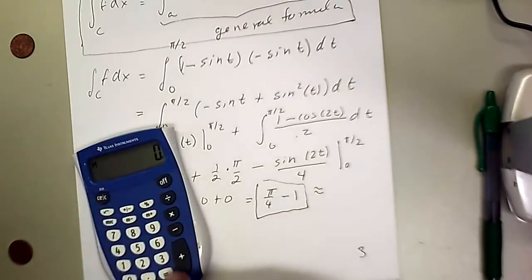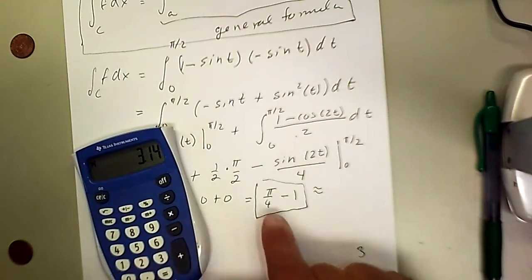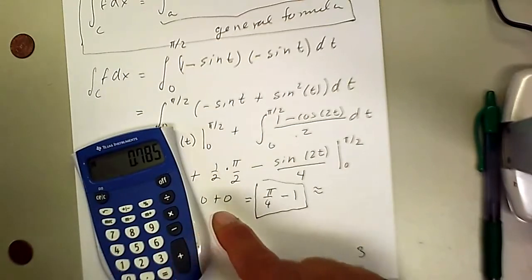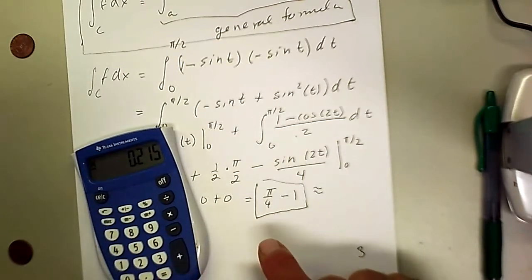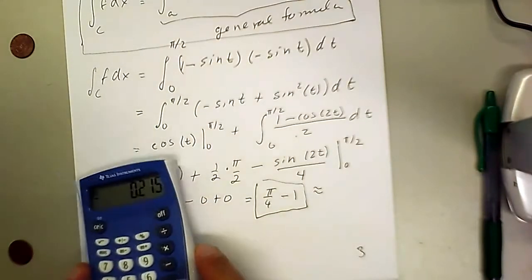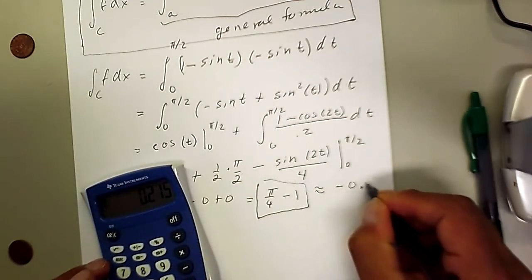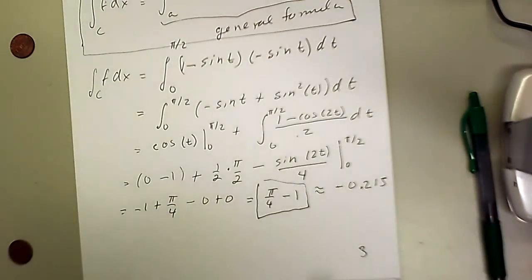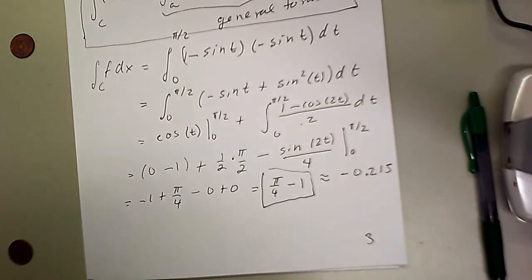So here we have 3.14 minus 1. Oh no, let's divide by 4 first. Divide by 4. This is an approximation, of course, that's about that. Subtract 1, and we get about negative 0.215. So the first question we should ask ourselves is, wait a minute, this is a negative number. Isn't it supposed to be an area?